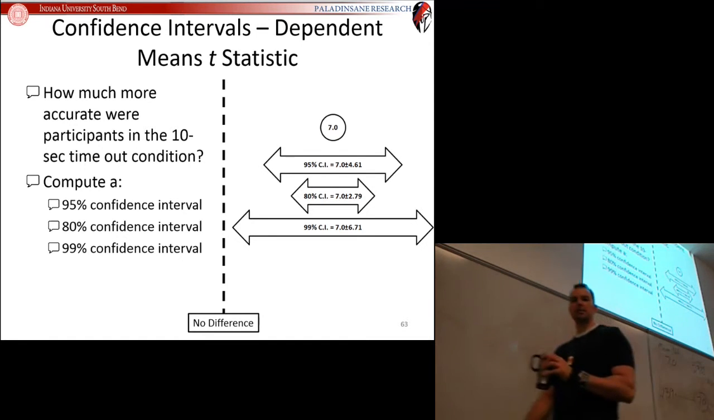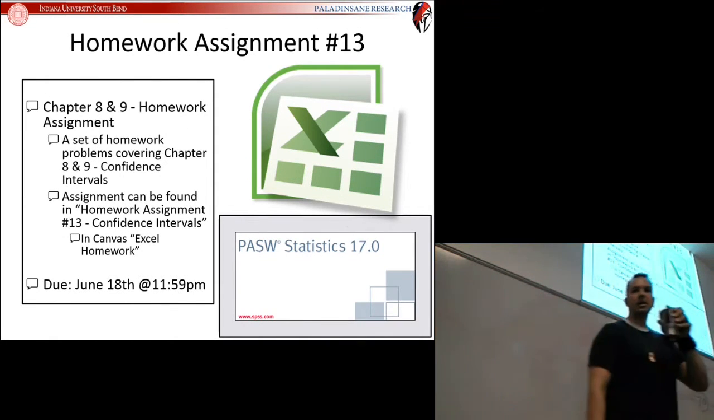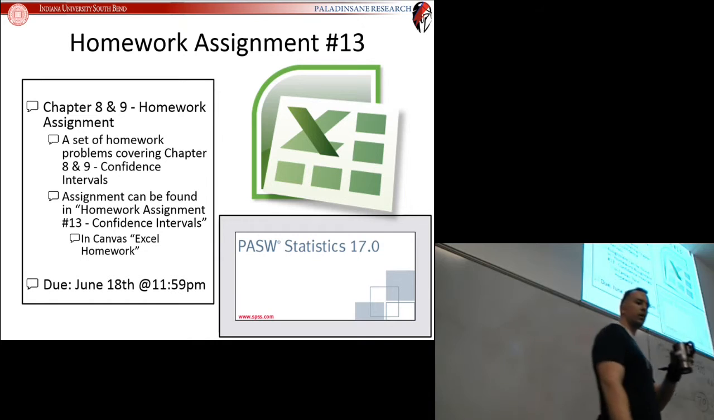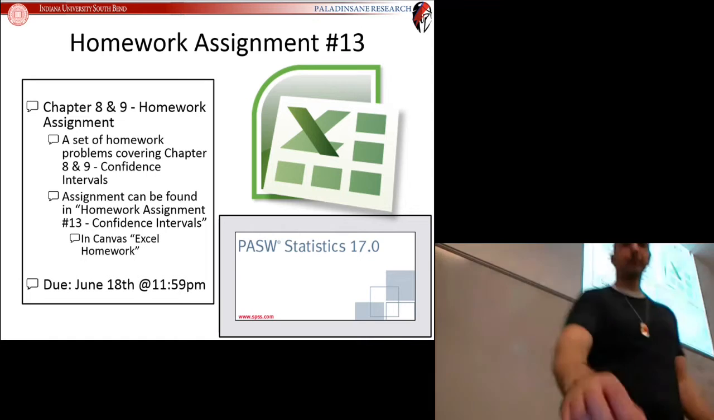All right, that was a lot of stats. So we're going to wrap things up right now. So just want to make you aware of the homework assignment number 13. This is an Excel. This is the final Excel homework assignment. It's available in Excel homework. So download the homework assignment number 13, confidence intervals Excel sheet.